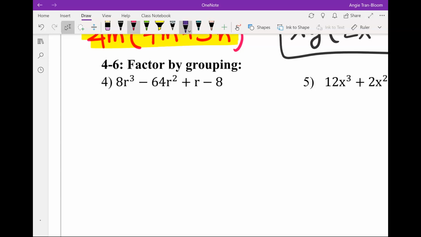So when I group these, what I do is I draw sort of a division bar like this. What do you think the first 2 terms have in common? What's the greatest common factor for the first 2 terms? 8r squared. So we will take out 8r squared. Whoops, if my pen works.